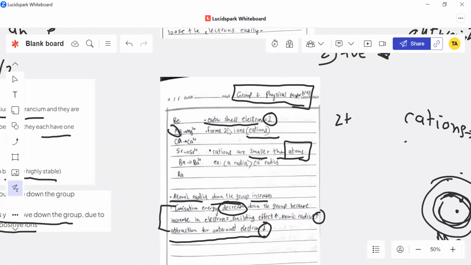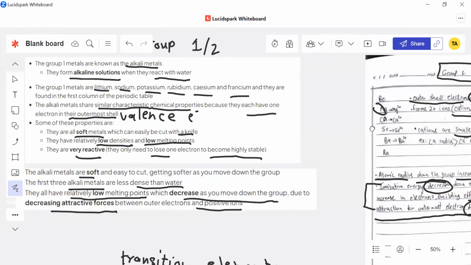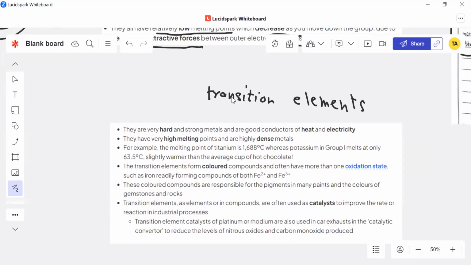Now, in the A-level syllabus, there are reactions that you need to know, but for the IMAT, it doesn't say anything about reactions, so I'll not do that. Moving on to transition elements. For the IMAT syllabus, you only need to know the trends. You don't need to know the reactions that happen.